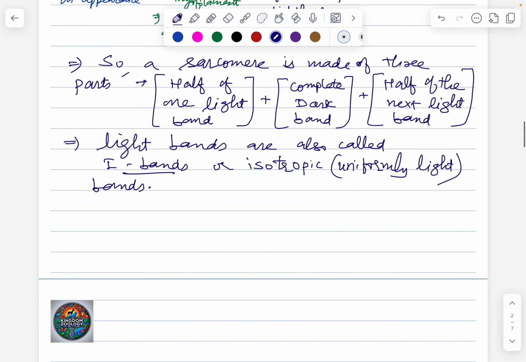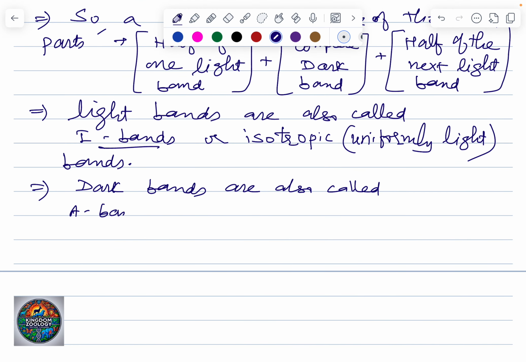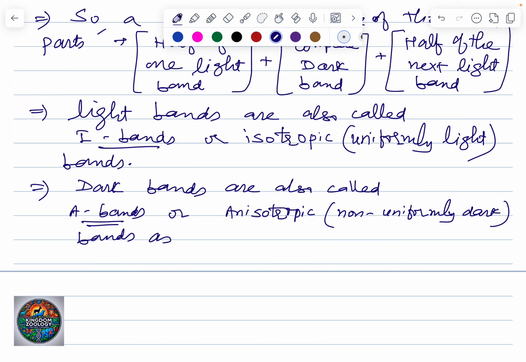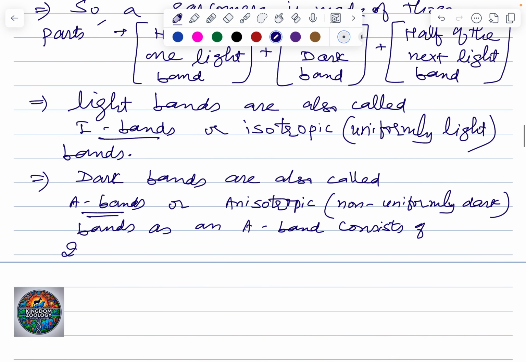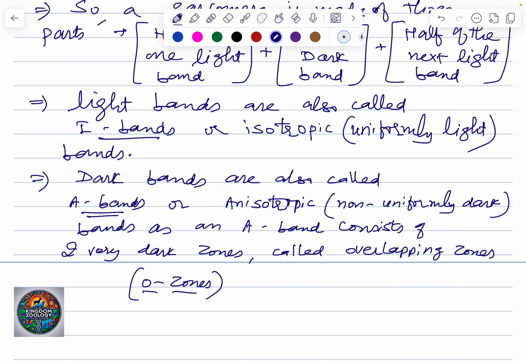The light bands are also called I bands or isotropic bands, uniformly light. While the dark bands are also called A bands or anisotropic, non-uniformly dark bands, as an A band consists of two very dark zones called overlapping zones, in short, O zones.